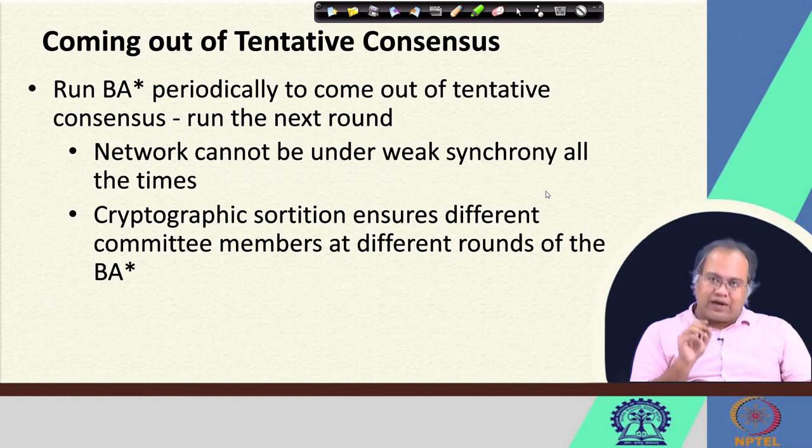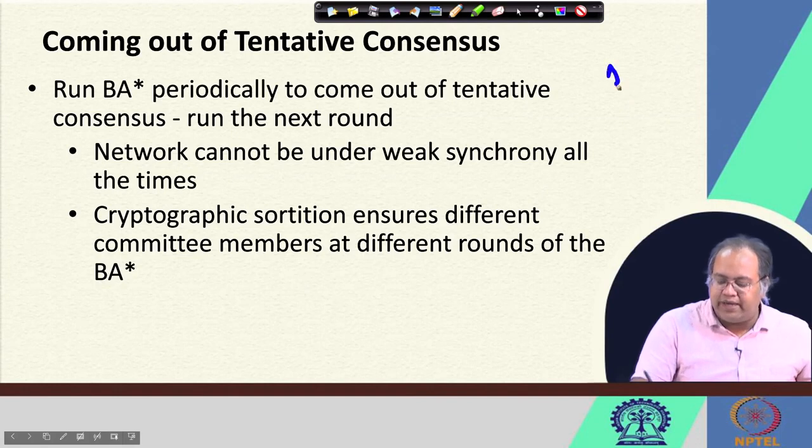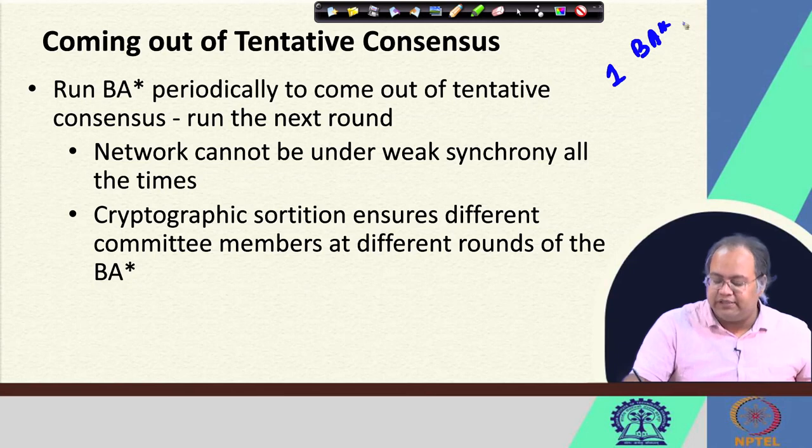To come out of the tentative consensus, you run Byzantine agreement periodically. As I mentioned, the network cannot be under weak synchrony all the time, and cryptographic sortition ensures that different committee members will be selected at different rounds of B star. So, assume that you are at round 1 of B star. At round 1 of B star, you are selecting, say, 10 committee members.